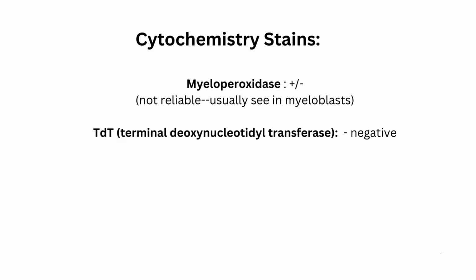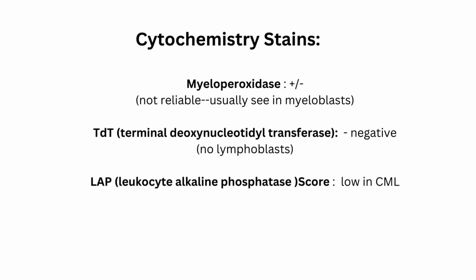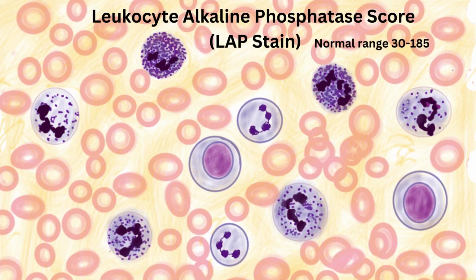Terminal deoxynucleotidyl transferase stain, or TdT, is negative. Why? TdT stain is positive in lymphoblasts, so it is negative in CML. Leukocyte alkaline phosphatase score is helpful. It's low in CML and high in leukemoid reaction.